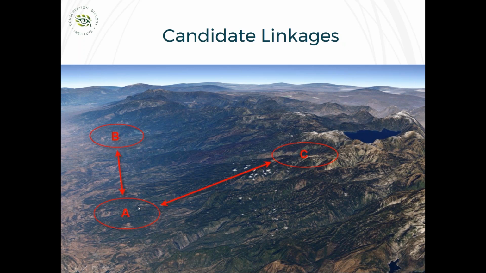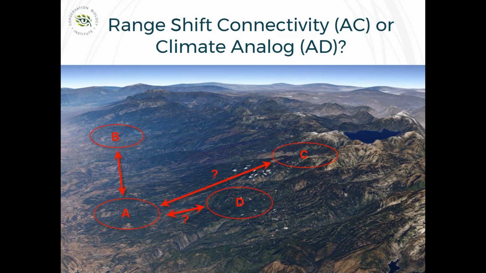So in this case, the choice is clear that if you had to choose between investing in conserving these two linkages, you'd want to do it between A and C. However, it gets more complicated when you look at this issue of range shift connectivity, which is between A and C, versus climate analog, A and D. A climate analog is, in this case, the assumption that with climate change, the current climate in area A is going to move upslope, and some time period in the future, say 50 years from now, that climate is going to be where area D is. And so those two are climate analogs.